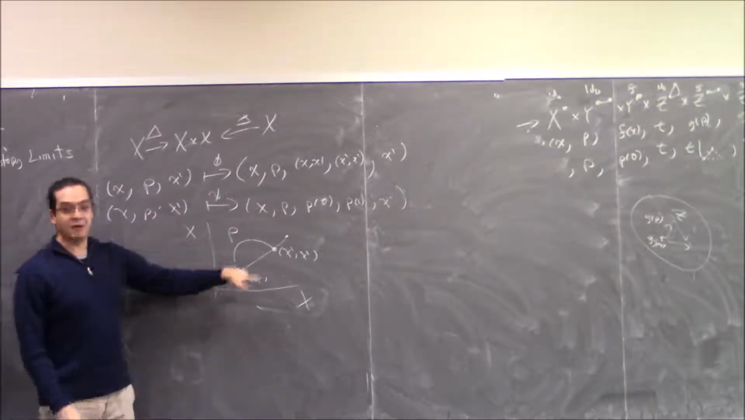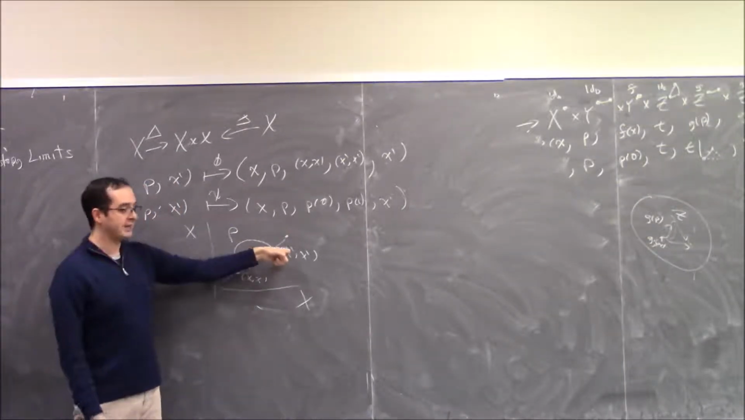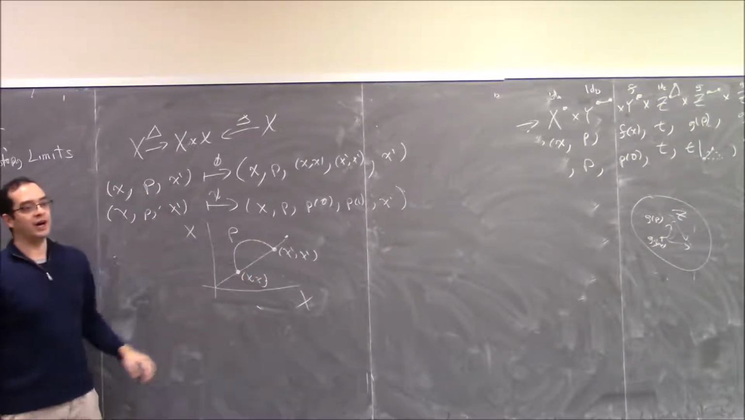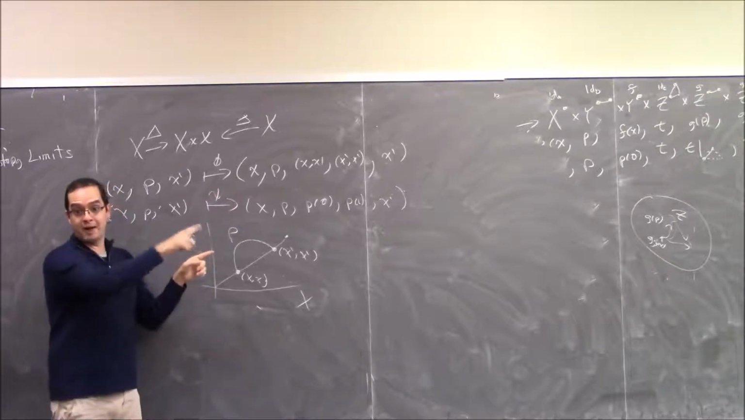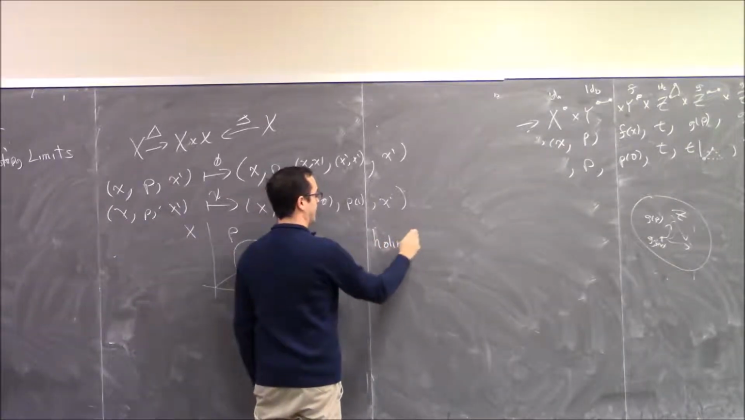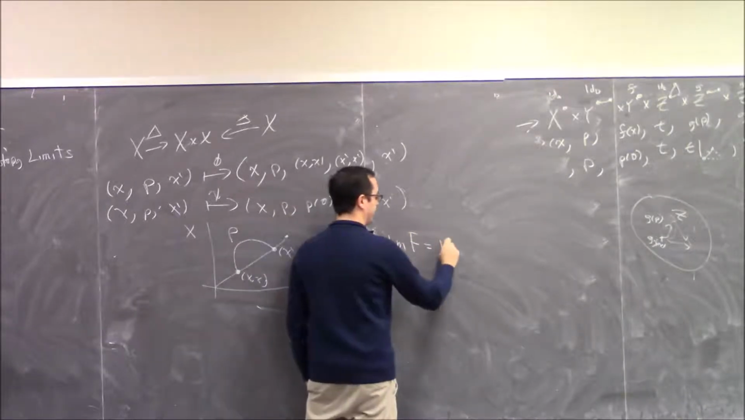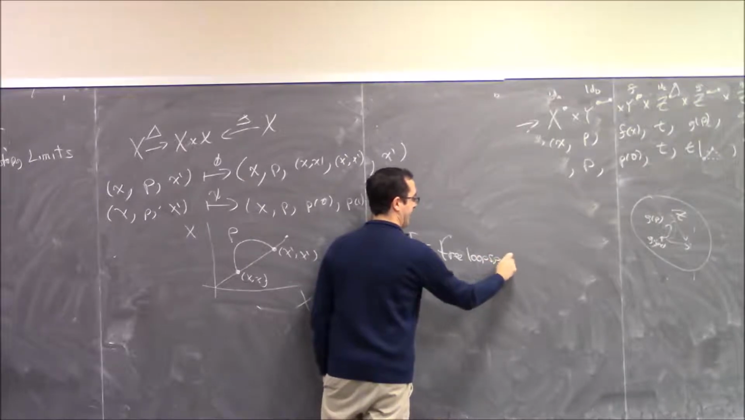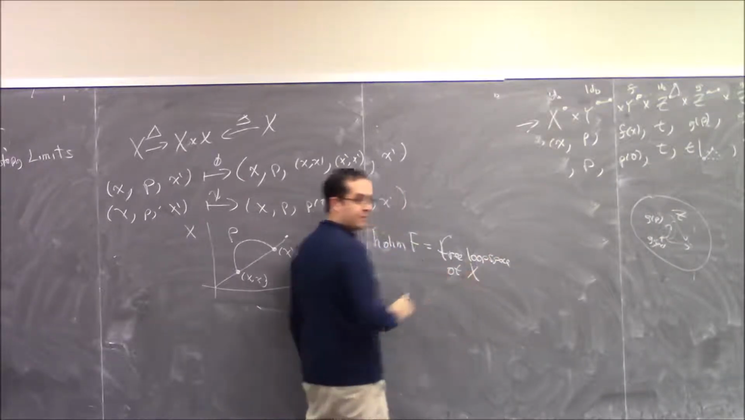But a path between them, I get one path from x to x prime and another path from x to x prime. And so I can reverse one of the paths, and I get that the homotopy limit in this case is the free loop space. That's nice. That's really nice.